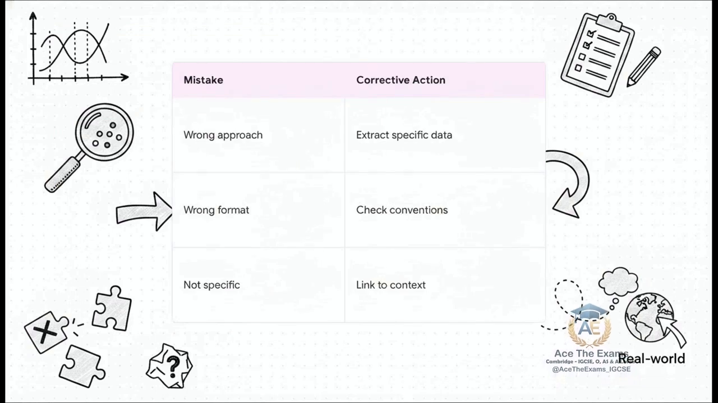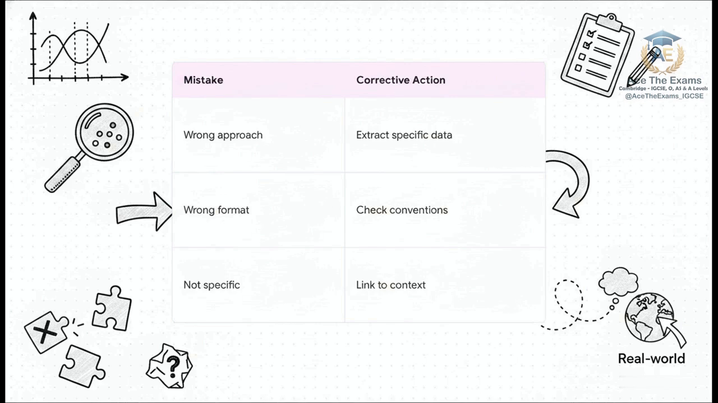Moving straight into Simulation 2, debris detection. I am pulling up mapped examiner warnings. Look at this table. Your radar challenge here is to identify the specific sentence where a sample student answer falls below compliance standards. Look for the debris. Mistake 1, wrong approach for the context. Action to fix, extract specific data. Mistake 2, forgetting format. Action, check strict mathematical conventions. Mistake 3, vague, non-specific answers. Action, link it back to the context.